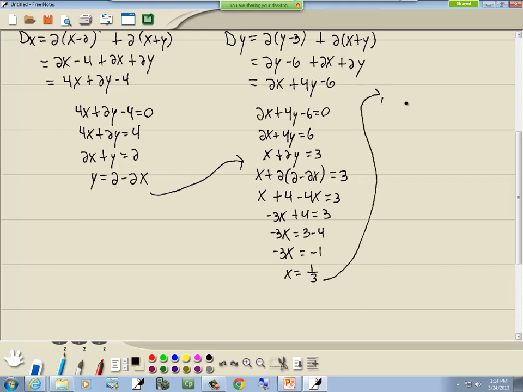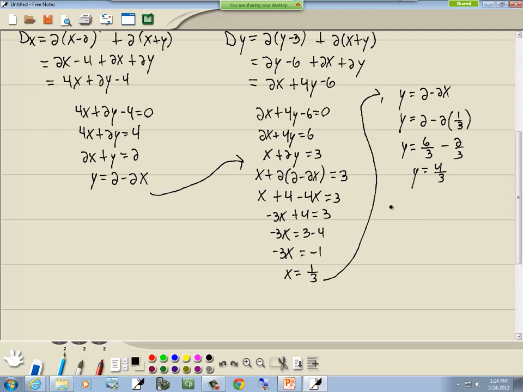Now we can easily find y, because remember y was 2 minus 2x, by plugging the 1/3 in here. So we've got y is equal to 2 minus 2 times 1/3. 2 I can rewrite as 6 over 3 minus 2/3. So we get y is equal to 4/3.